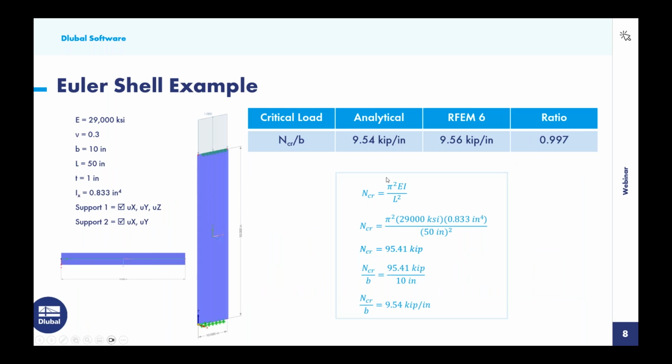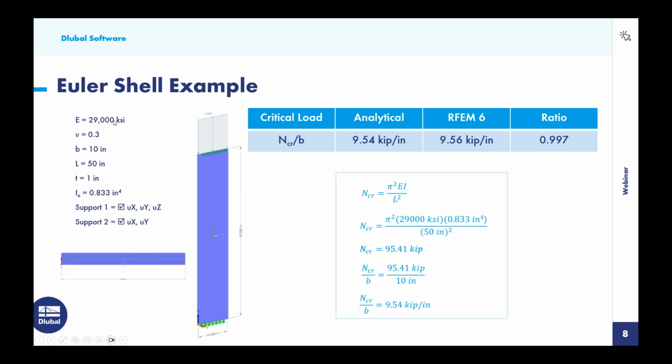Moving on to our second example, this is really very similar to what we just saw with our column, yet this time I wanted to utilize a 2D surface element. So members by default are represented by a single line element. Surfaces, on the other hand, are two-dimensional. So we have a 10-inch wide surface by 50-inch high.